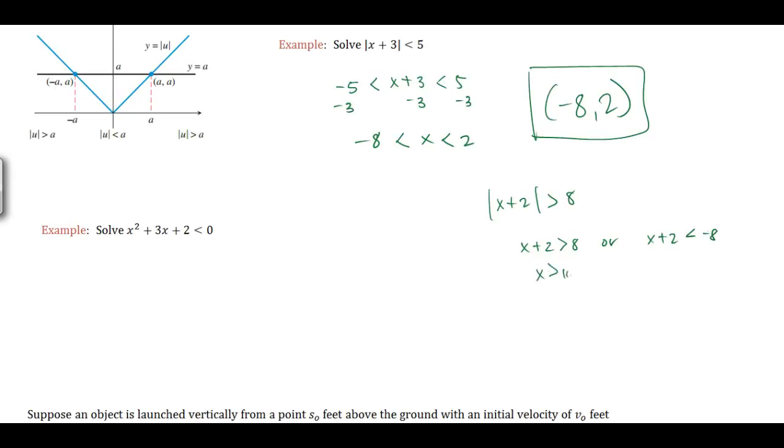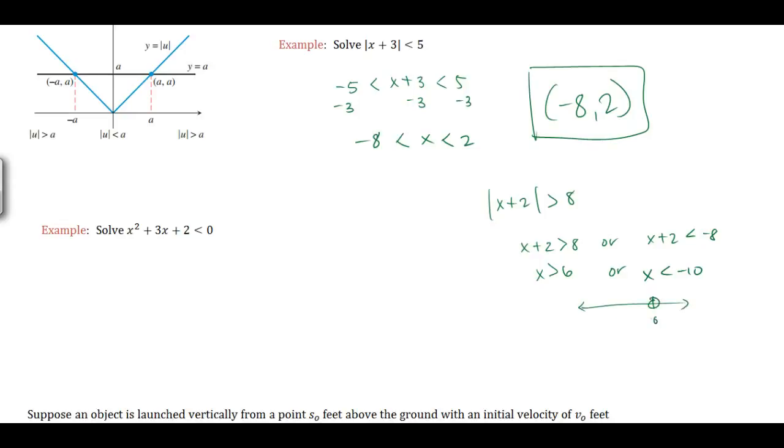So x is greater than 10, or, oops, really? 8 minus 2 is 10. And subtract 2, x is less than negative 10. And if you look at that answer, I have my answers now. If you want to put them on a number line to visualize them, that's fine.